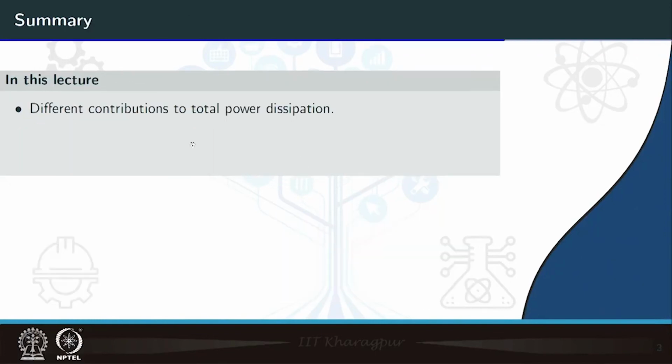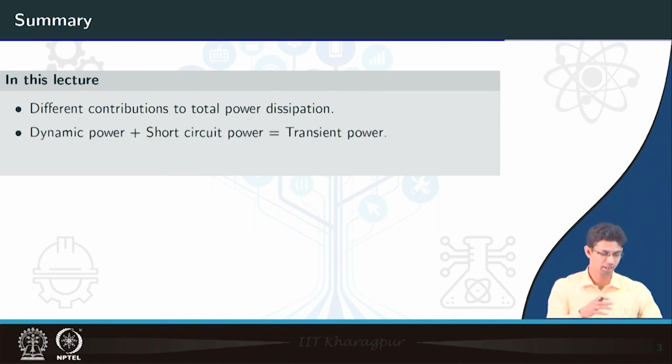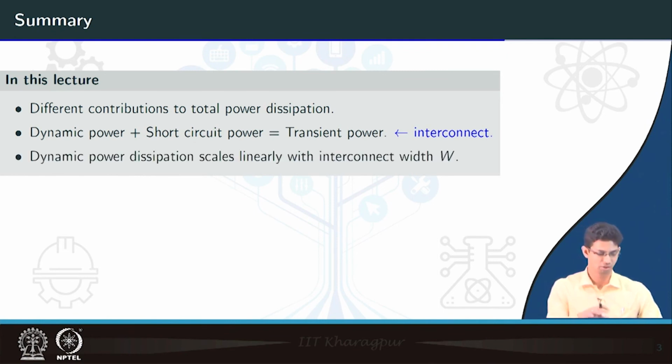So, to summarize, in this lecture we saw different contributions to total power dissipation. We saw that there is dynamic power and there is short circuit power dissipation, both of them comprise the transient power, and this is affected by the interconnect. We saw that dynamic power linearly scales with width.